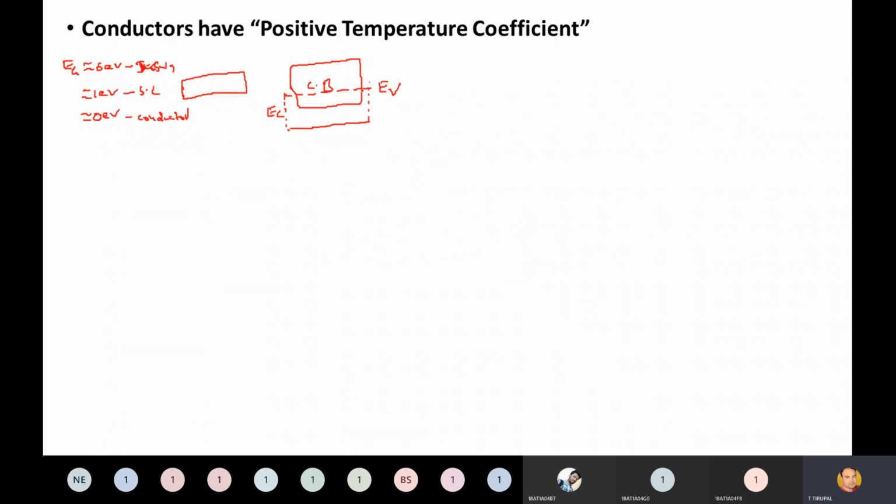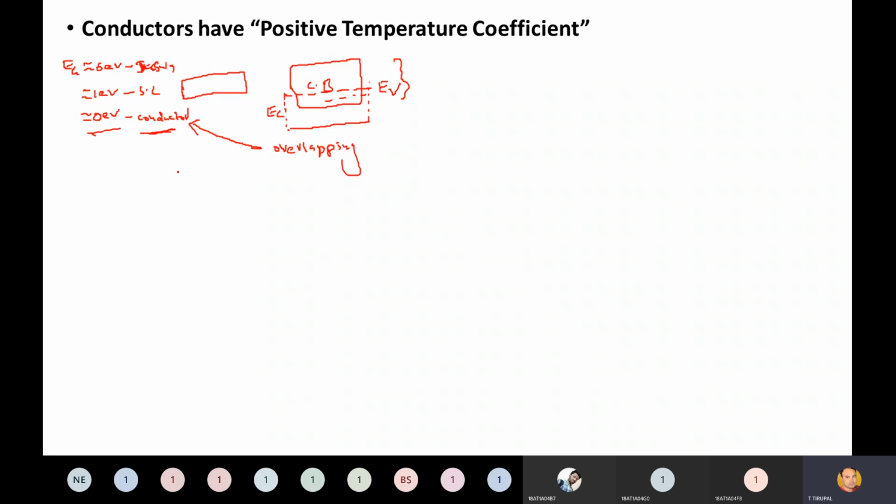Actually, electrons are present in the valence band, and they need to jump from the valence band to the conduction band. But here there is no need of jumping, right? Because electrons are already present in the conduction band, because they are overlapping. Why are they overlapping? Because the energy gap is equal to 0 electron volts. So if the energy gap is 0 electron volts, they are called conductors.